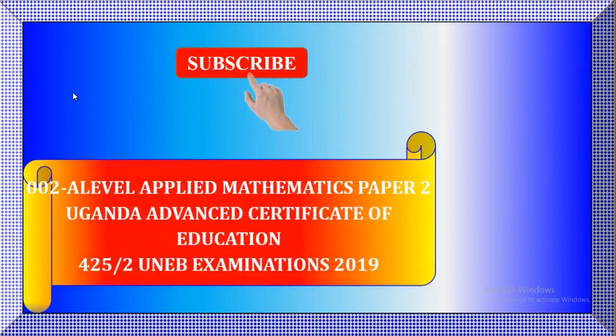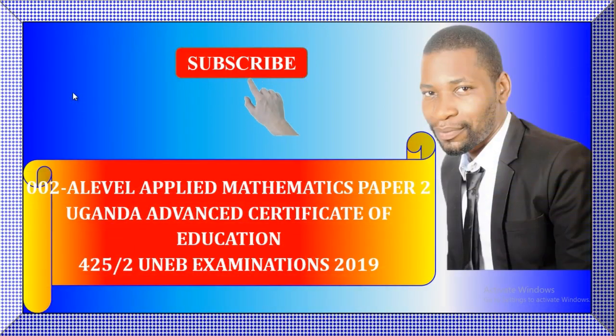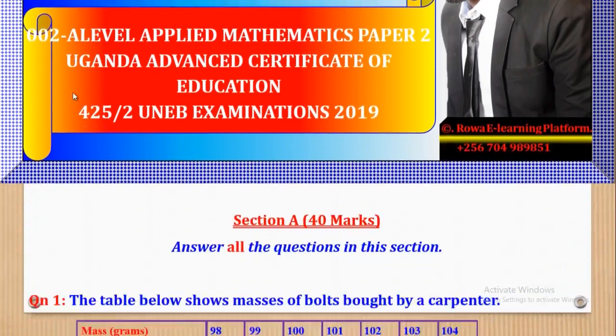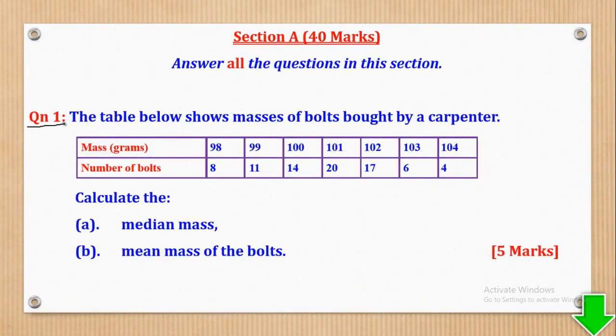In this video we're going to go through the solutions for UNEB 2019 of math paper 2. So we shall start with question 1, and question 1 says that the table below shows the masses of bolts bought by a carpenter. So these are the masses in grams, and these are the corresponding number of bolts for each mass. They said calculate part A, the median mass, and part B, the mean mass of the bolts.